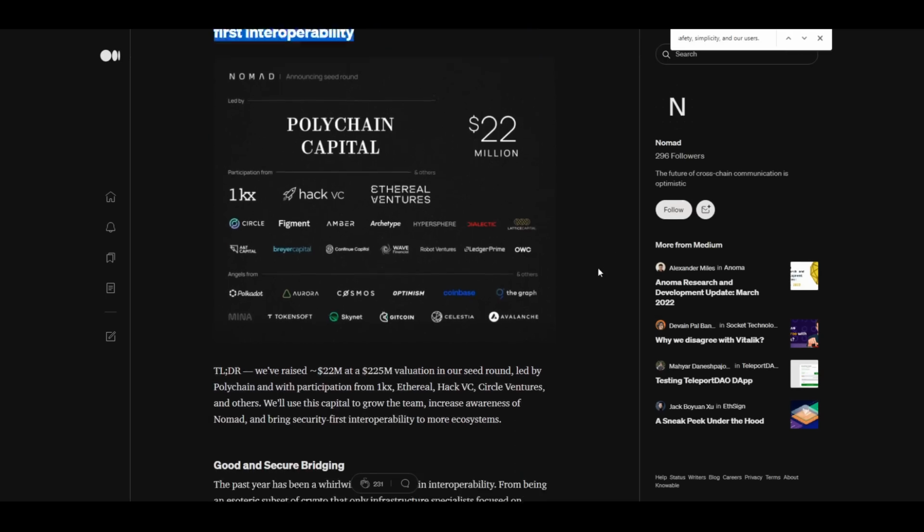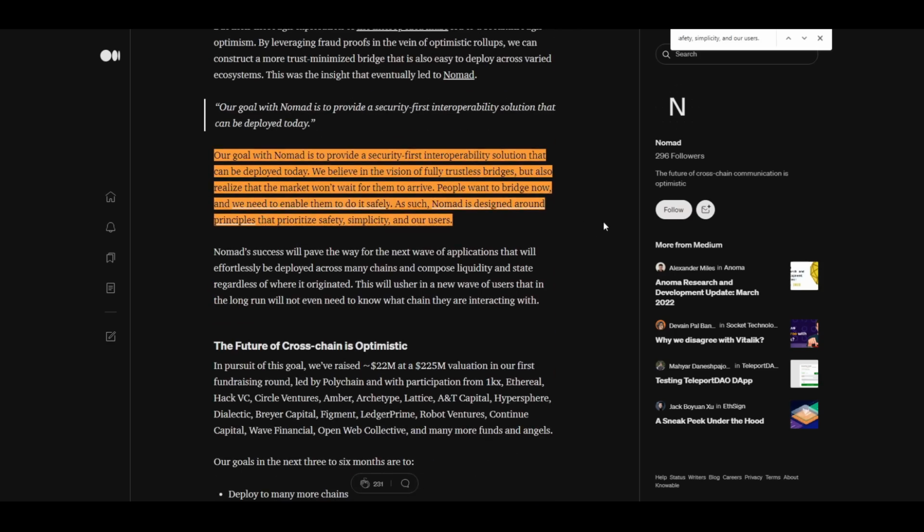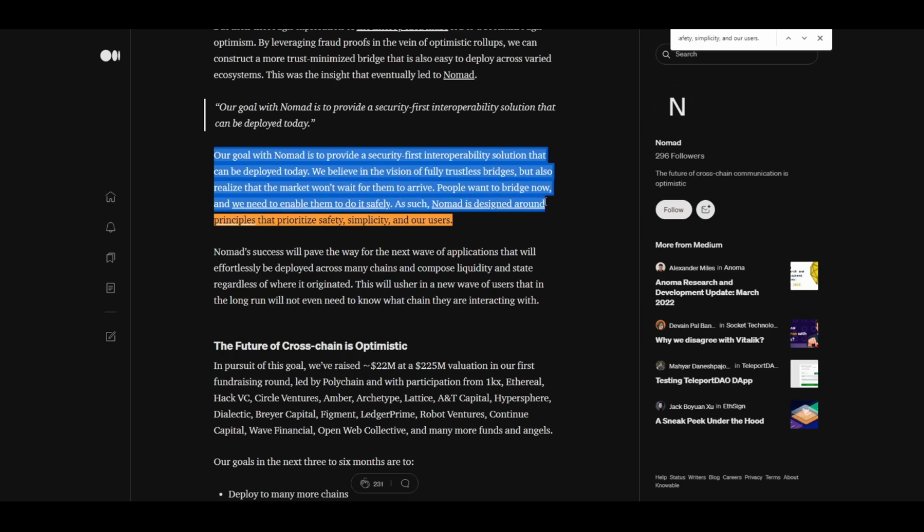Published on Medium, they said, quote, "Our goal with Nomad is to provide a security-first interoperability solution that can be deployed today. We believe in the vision of fully trustless bridges, but also realize that the market won't wait for them to arrive. People want to bridge now, and we need to enable them to do it safely. As such, Nomad is designed around principles that prioritize safety, simplicity, and our users," end quote.